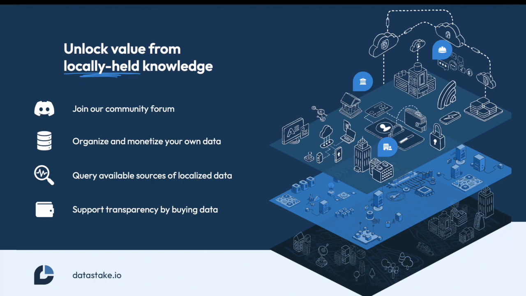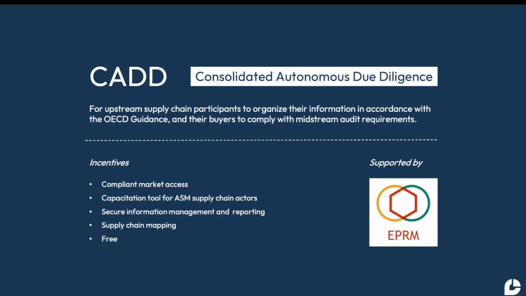So how did we turn data into a commodity? And how does that even make sense? Well, first, we built useful software for local stakeholders. With support from the European Partnership for Responsible Minerals, EPRM, we first built CAD, which stands for Consolidated Autonomous Due Diligence. CAD is an application for upstream supply chain participants to organize their own information on mine sites and the supply chain in a very structured way so that it can document their buyers' compliance with the OECD guidance.